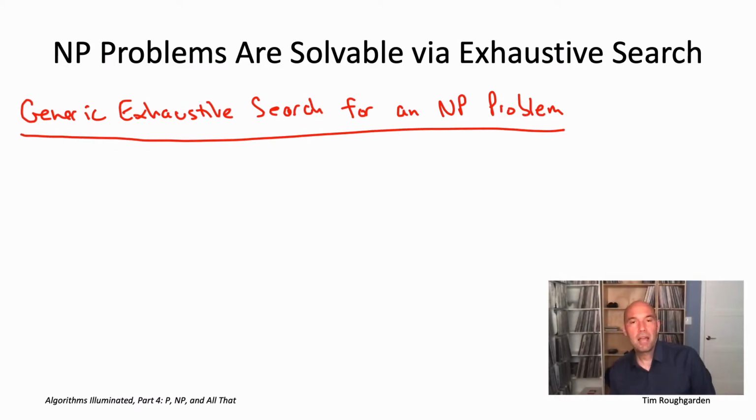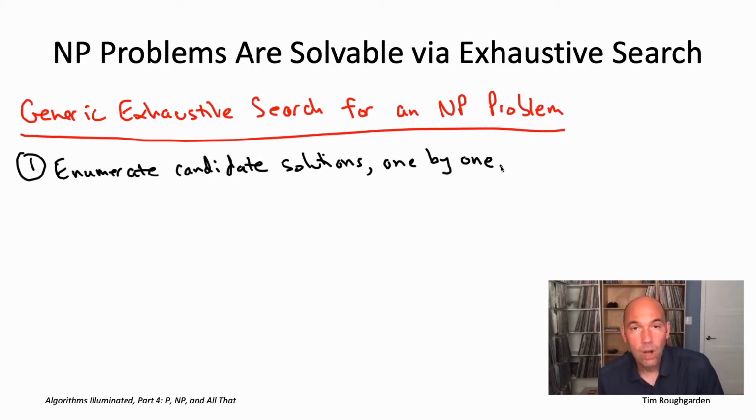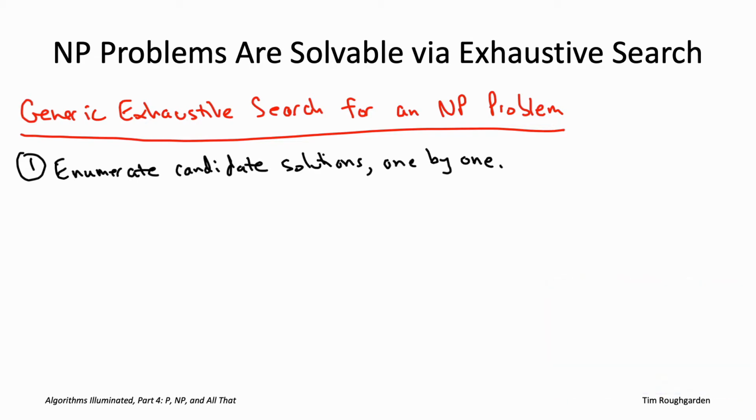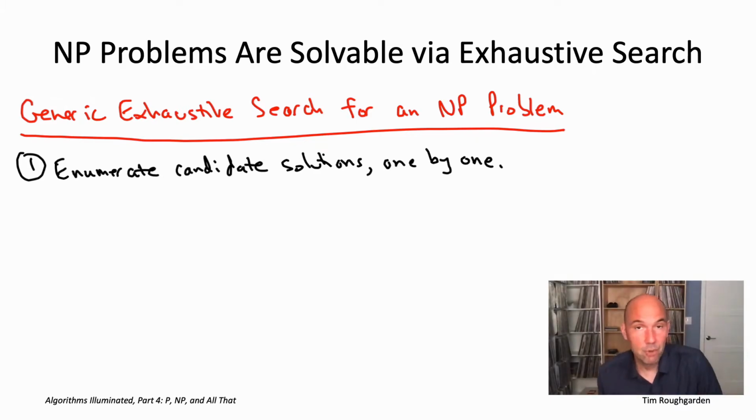When we solved the TSP by exhaustive search, we enumerated through all sequences of vertices, all possible orderings. And so here, similarly, we're just going to enumerate all possible candidate solutions one by one. The first requirement for membership in NP says that candidate solutions have to have length bounded by a polynomial in the input size. So this is an NP problem by assumption.